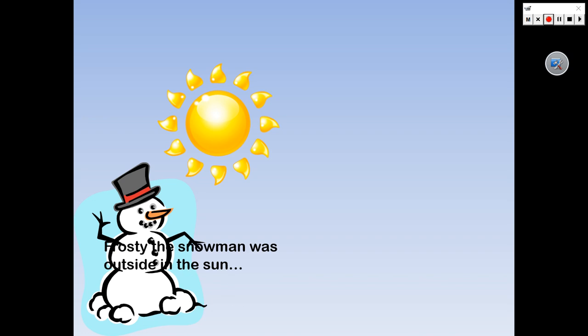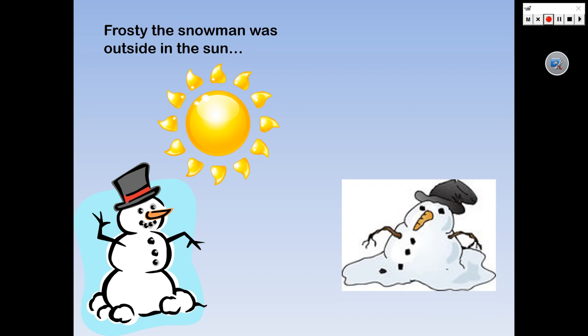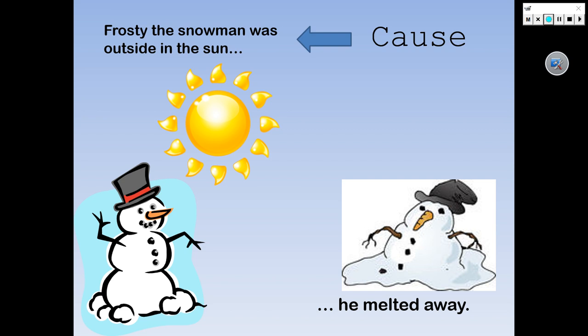Here's another good example. Frosty the Snowman was outside in the sun. And so he melted away. So the first thing that happened was the cause, that Frosty the Snowman was outside in the sun. And so the effect was he melted away. So the cause happened before the effect, and it made the effect happen.